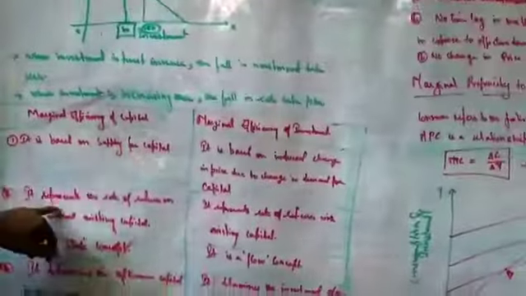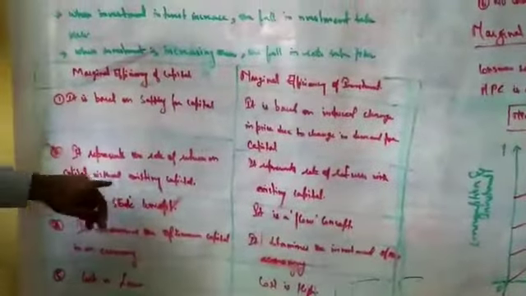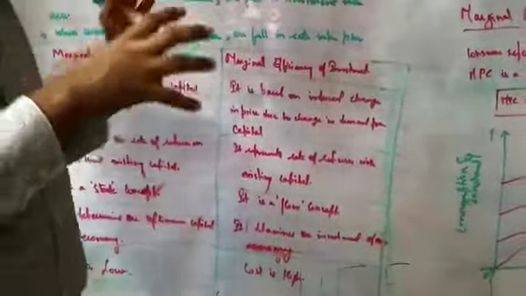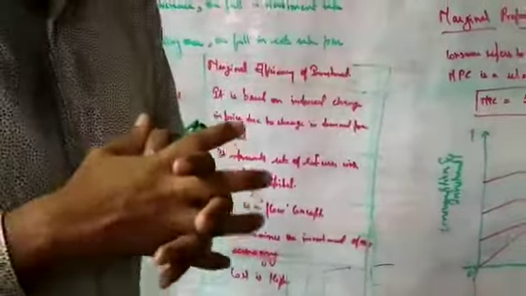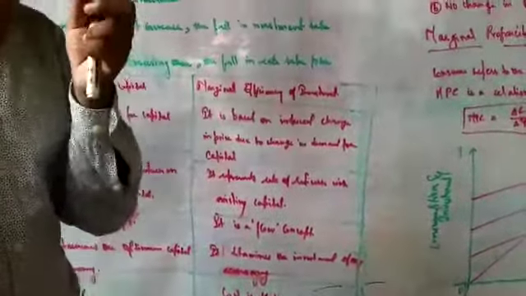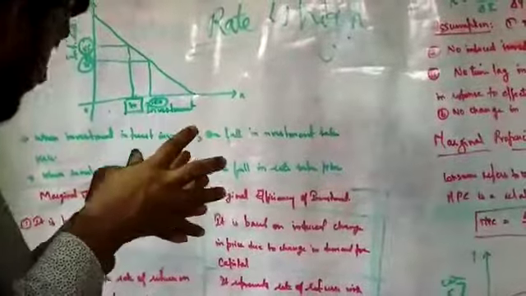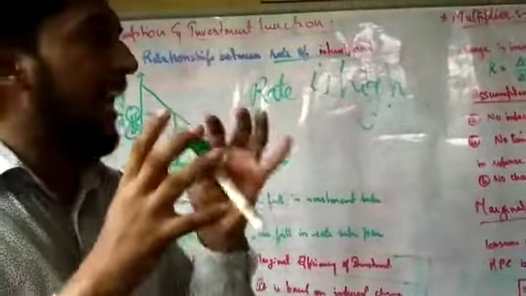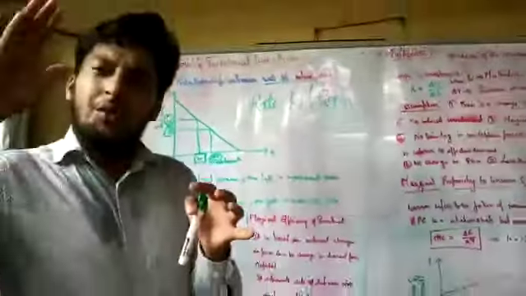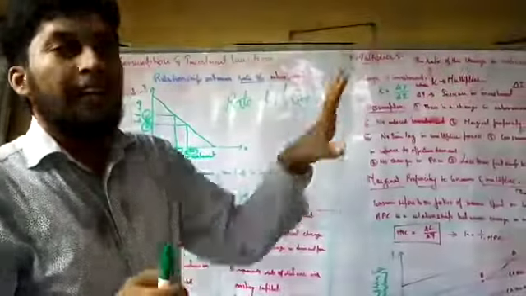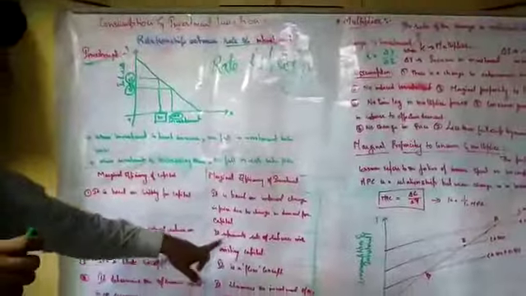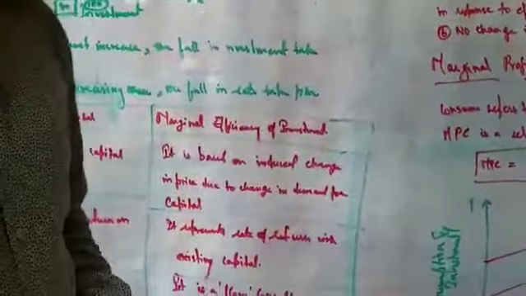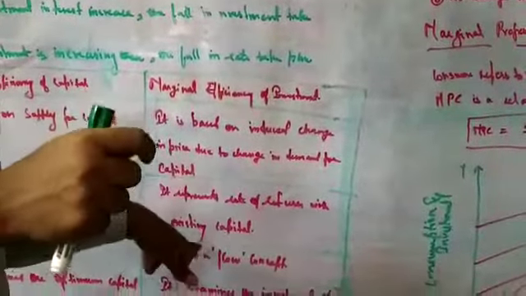Next point, it represents the rate of return on the capital without the existing capital. In the marginal efficiency of capital, what happens? We see how much capital there is, and we take the rate of return without the existing capital. We have much existing capital, but without the existing capital we take the rate of return, rate of interest. But here we take the rate of return and rate of interest with the capital. Existing capital must be there to follow the various proceedings.